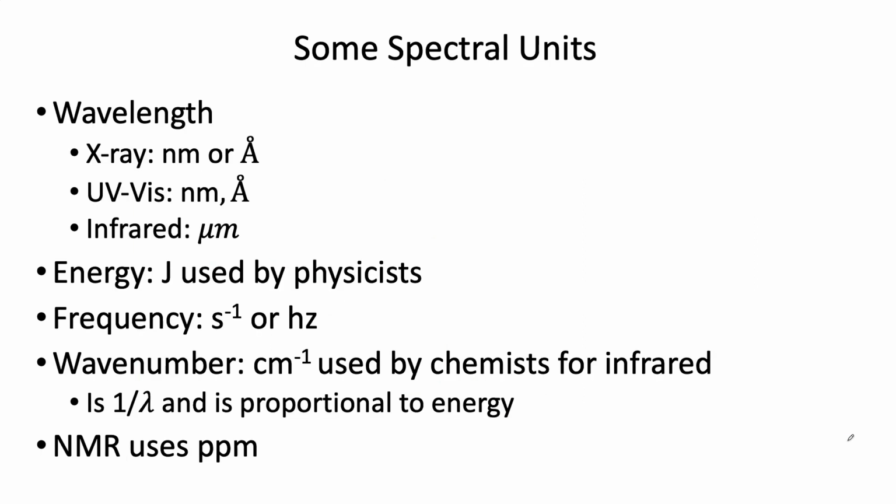Well, here are the different kinds of units that you can see. The first are wavelength units, right? So that's the wavelength of the light. If you're dealing in the X-ray, that tends to be in the nanometer range.